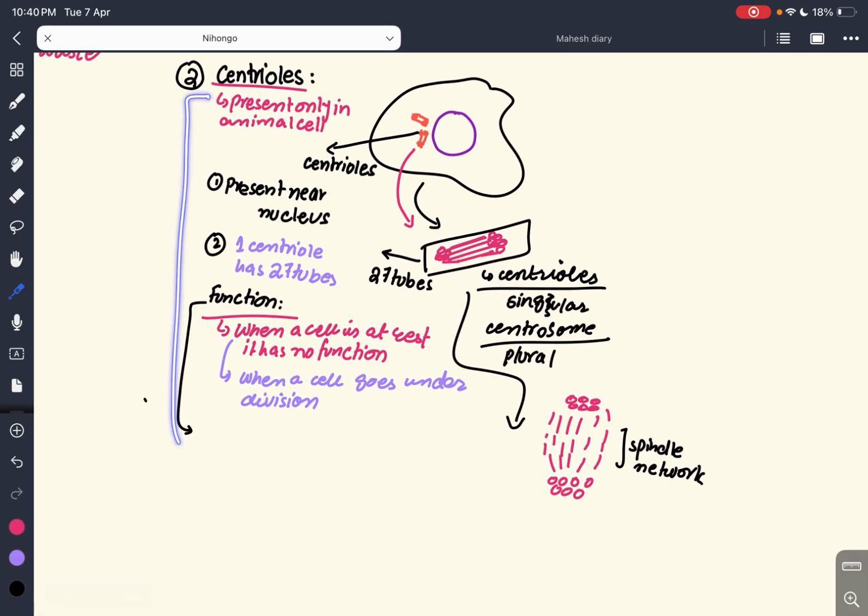What are centrioles? They're only present in animal cells. They are just present near the nucleus. One centriole has 27 tubes. Two centrioles are called a centrosome.